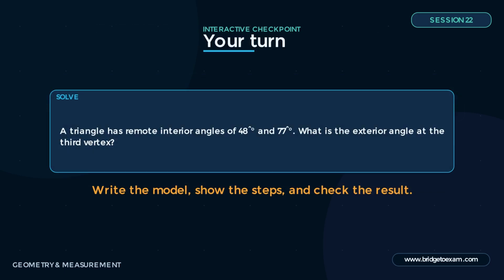Now it is your turn. A triangle has remote interior angles of 48 degrees and 77 degrees. What is the exterior angle at the third vertex? Write a formula or relationship before calculating, then use the next 6 seconds to finish your reasoning.